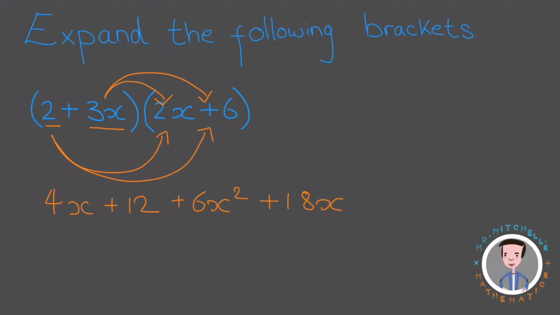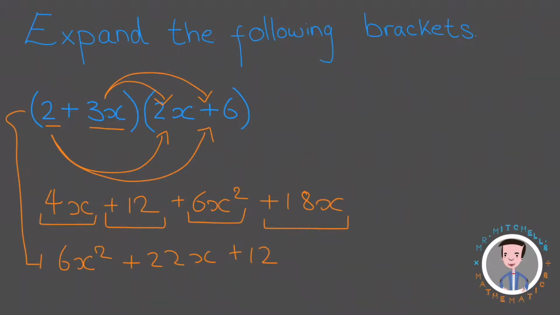So the first thing we do is put the x squared at the front. So we put 6x squared. Then we add together the 4x and the positive 18x, which will be 22x. And the last thing we have left is this positive 12, which we put at the end of our expression. And so the bracket has now been expanded to give us 6x squared plus 22x plus 12. And that is our final answer.